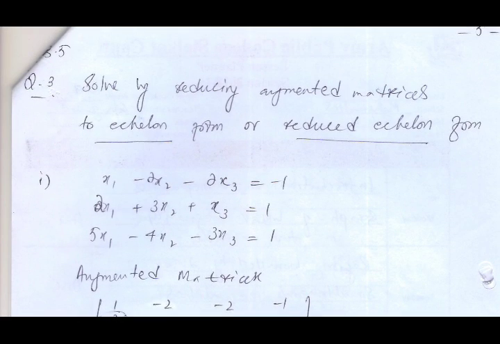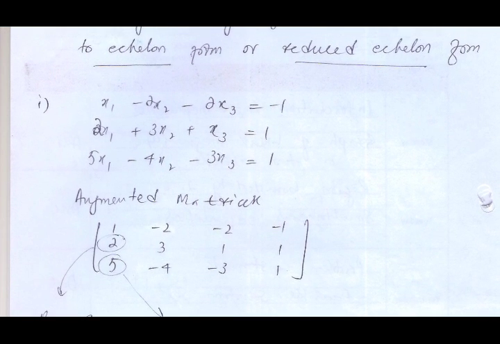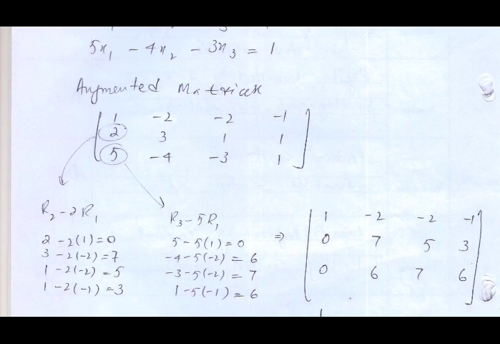Now in question number 3 we solve it by the echelon method and the reduced echelon method. First we write the augmented matrix. In the augmented matrix, the coefficients and the values of b are in the same matrix. The coefficients of x1 are 1, 2, 5, the coefficients of x2 are -2, 3, -4, the coefficients of x3 are -2, 1 and -3, and the values of b are -1, 1 and 1.